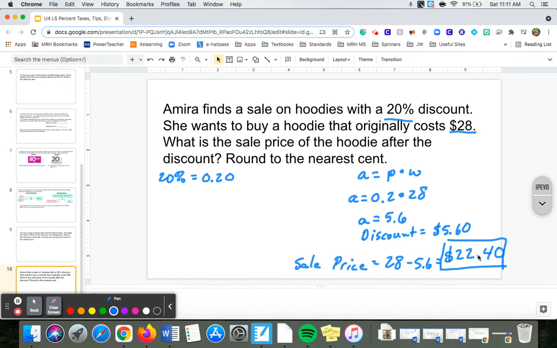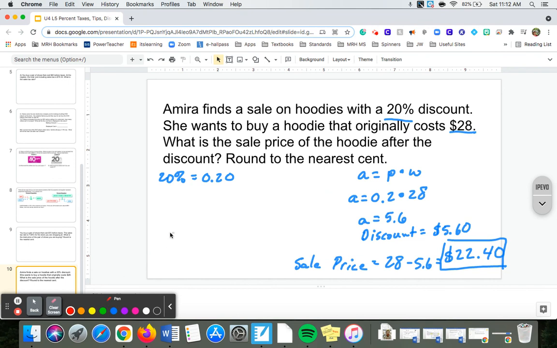At this point, in a real life situation, you would have to pay taxes on this amount. You would hopefully get into some multi-step problems where you have to find what the sale price is and then use your tax rate to find what the actual total price would be after the discount and after taxes. So again, you would go to the register, and that's what you'd be getting the hoodie for. But again, when we buy a hoodie at a store, we're going to have to pay sales tax.